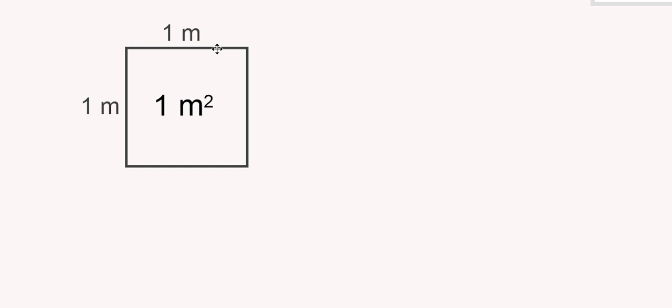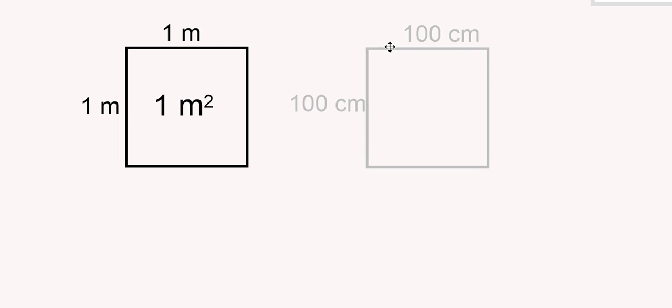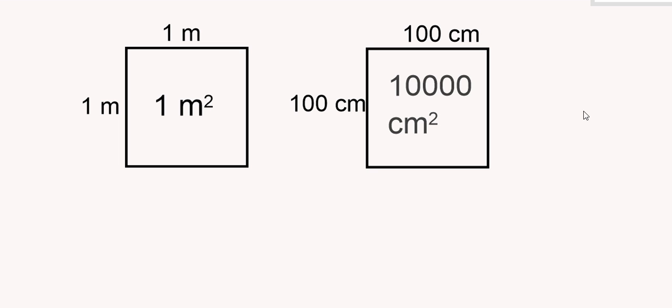Here's how we do it. 1 square meter looks like this. It's a square that is 1 meter by 1 meter. But I want this in terms of centimeters, not meters. So 1 meter is 100 centimeters. So now I have a square which is 100 centimeters by 100 centimeters, which is how many square centimeters? Well, length times width, 100 times 100. That gives me 10,000 square centimeters.